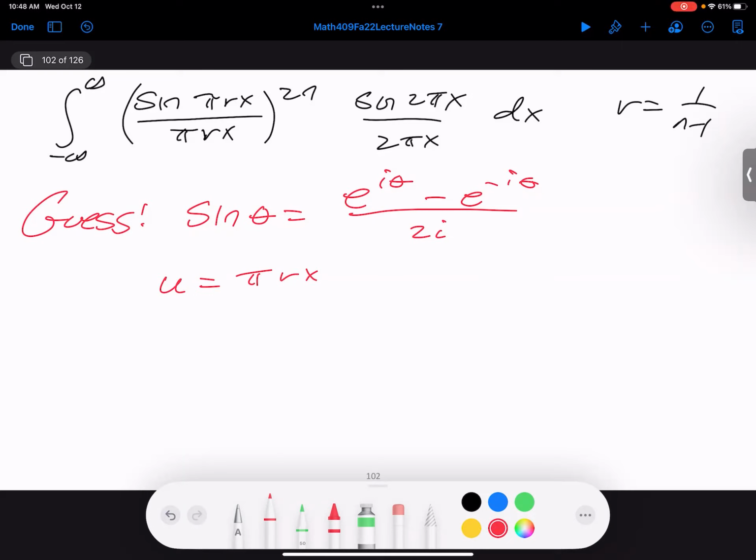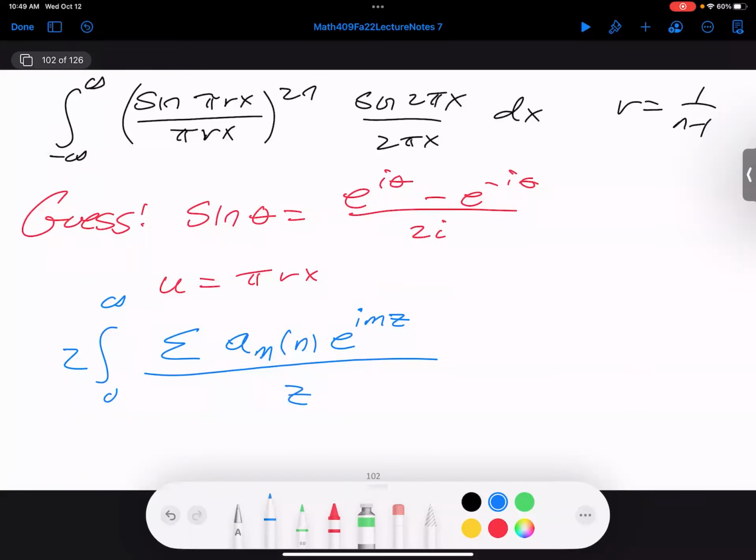And so what you would get, this is an even function, so you can integrate from 0 to infinity and just double it. You'll get some kind of sum involving some coefficients. So we'll call it maybe a_n, well, let's call it a_m. Depending on the n in the integral, then we'll have e to the maybe mz, something like that. There'll probably be an I in here. And then we'll be dividing by some powers of z down here.